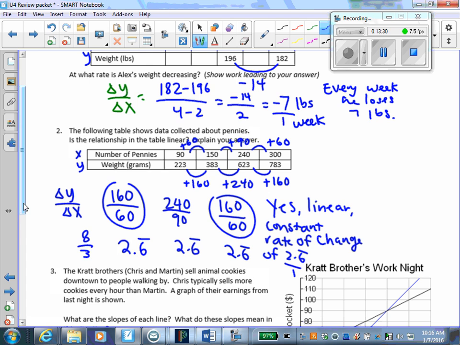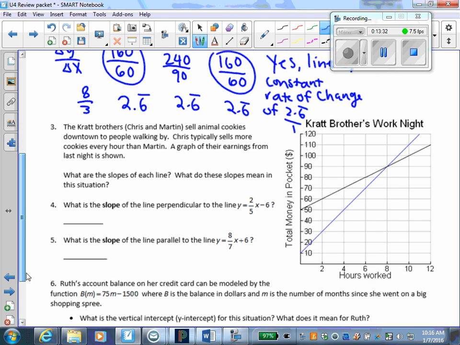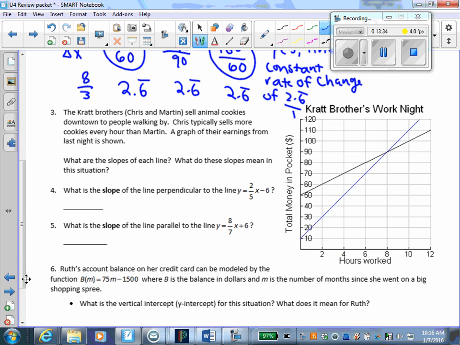All right, the Kratt brothers, Chris and Martin, sell animal cookies downtown to people walking by. Chris typically sells more cookies every hour than Martin. A graph of their earnings from last night is shown. What are the slopes of each line? What do these slopes mean in this situation?